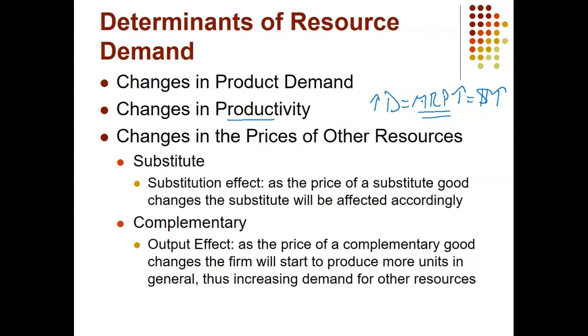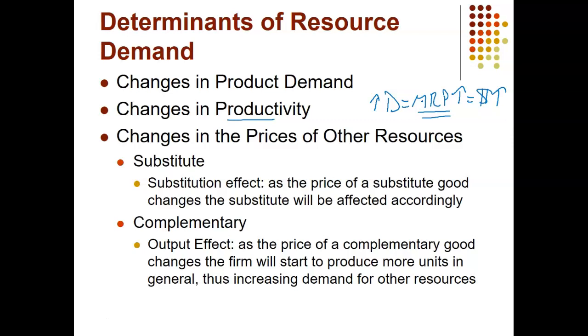And then alternative situations. What about substitution? We still have the substitute effect. As the price of a substitute good changes, the substitute will be affected accordingly. So the typical question is, should I get a piece of capital or machine to do this? Or should I hire somebody to do this? Well, which gets me the most bang for my buck? The machine, the human, something else? Okay, some other product, whatever happens.